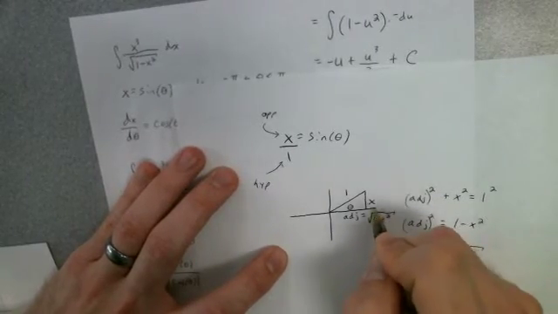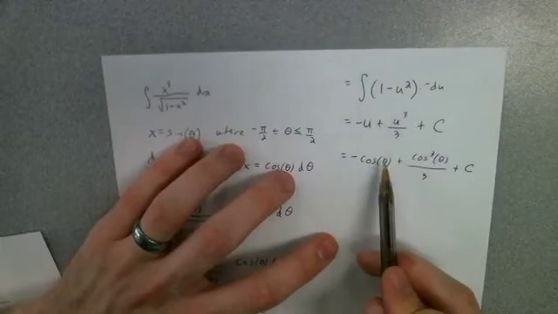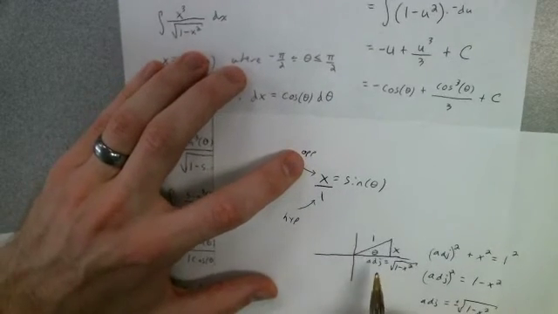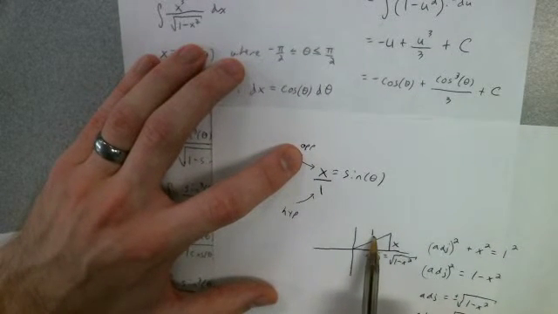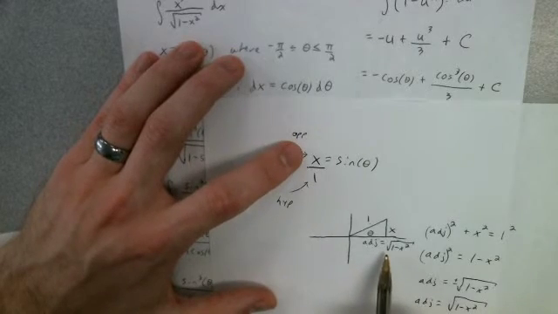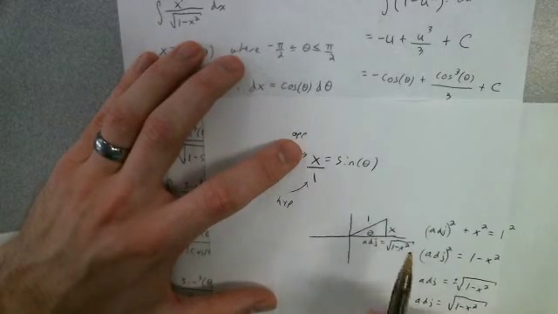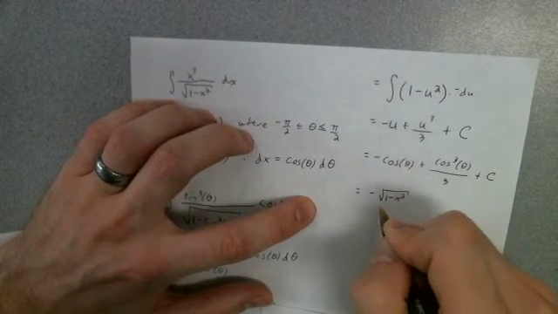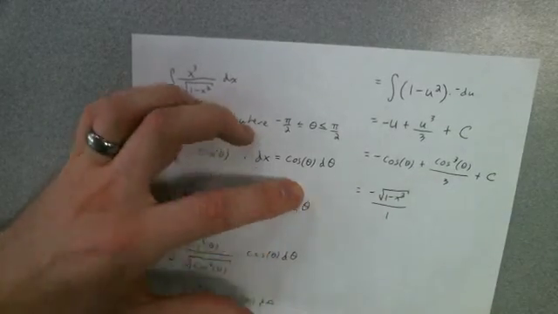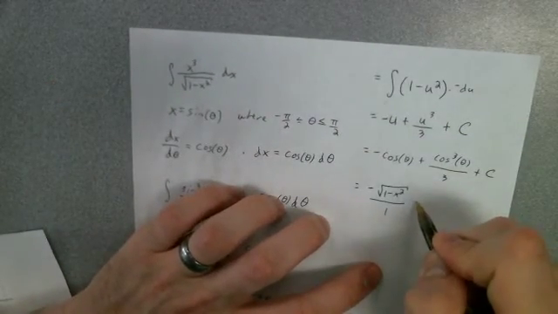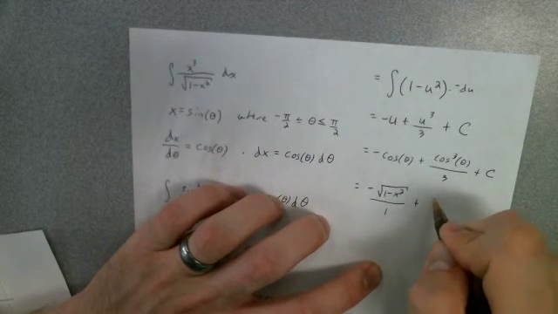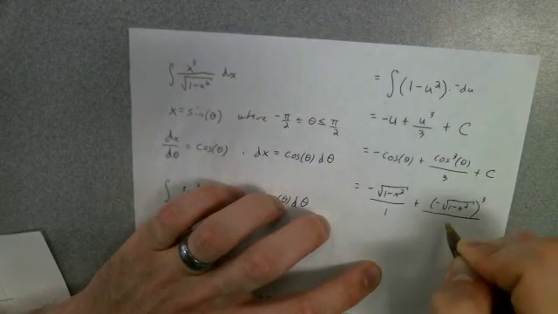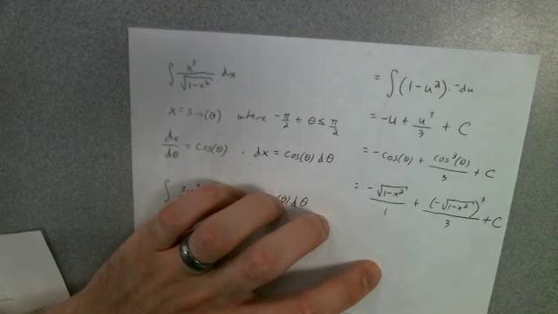Why did I do this? Well, look in our problem. We have the cosine of theta here. We wanted to be able to simplify the cosine of theta. We look at our diagram. Cosine of theta is the adjacent side over the hypotenuse. The cosine of theta is root 1 minus x squared all over 1. So we have negative root 1 minus x squared all over 1, or in other words, negative root 1 minus x squared. And then we got cosine cubed here. So we'll have negative root 1 minus x squared, plus root 1 minus x squared cubed, all over 3, plus c. And that's our answer.